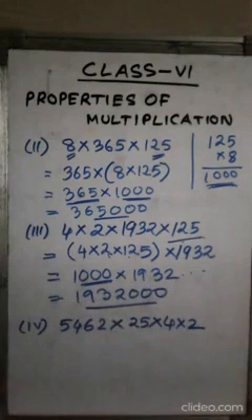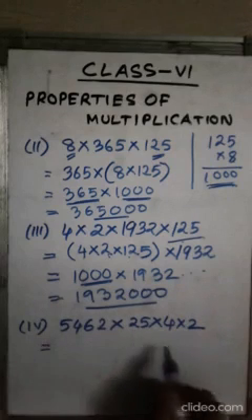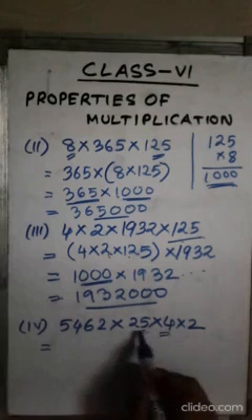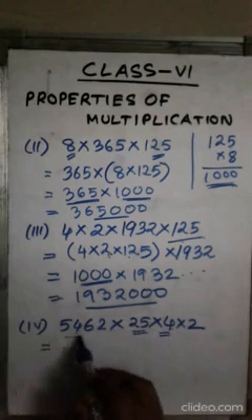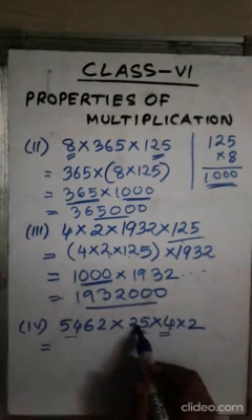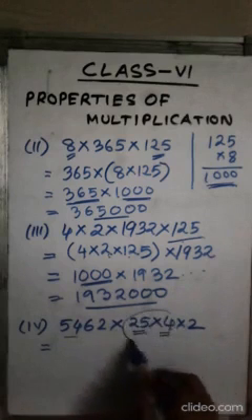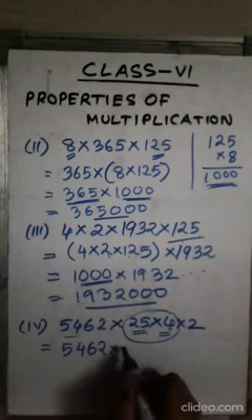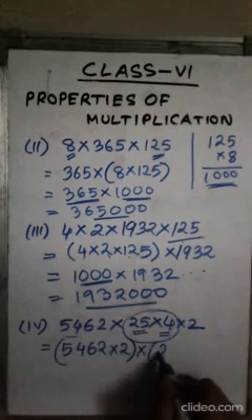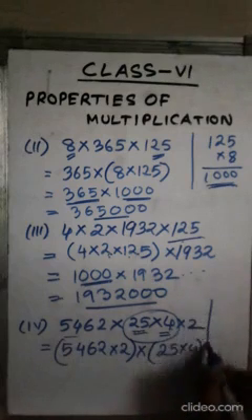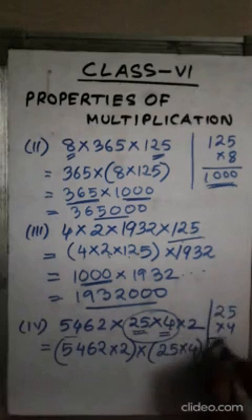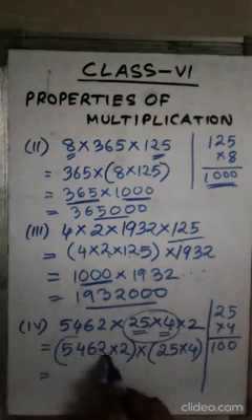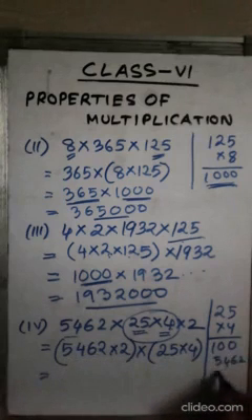This is your answer. For this, if you have 25 and 4, make a group of these two numbers. If in the given question you have two numbers, 25 and 4, you should make a group of these two numbers. So 5462 into 2 is one group, and 25 into 4 is another group. Why am I telling you? 25 into 4 you get 100. Multiplication by 100 will be easier. 5462 into 2.